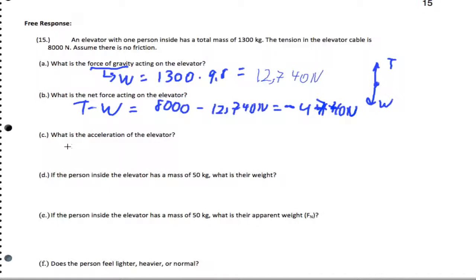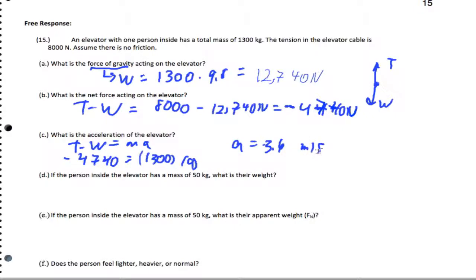To get the acceleration, that's going to be the tension minus weight equals ma. That's negative 4,740 equals m, which is 1,300 times a. And I believe when I solve for this, I'm going to actually end up getting negative 3.6 meters per second squared.